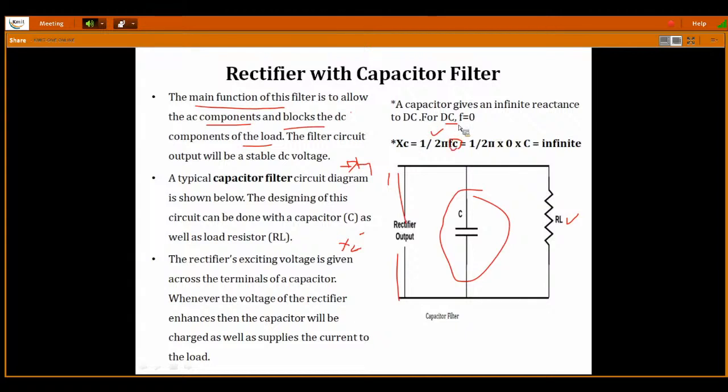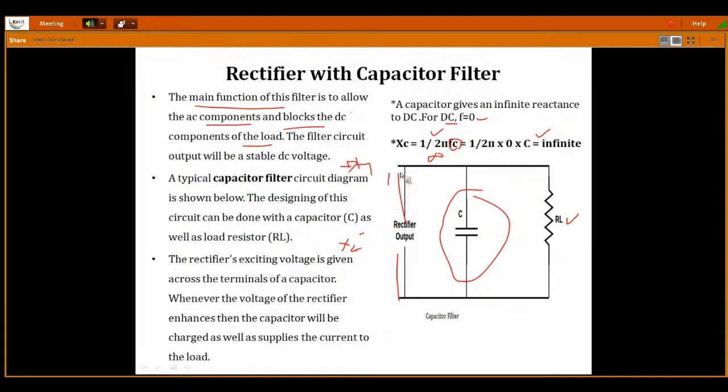For a DC signal, the frequency is 0. What is 1 by 0? 1 by 0 is infinity. Infinite reactance means it is an open circuit, so it will not allow the DC component. That is why the capacitor allows only the AC component and blocks the DC component.